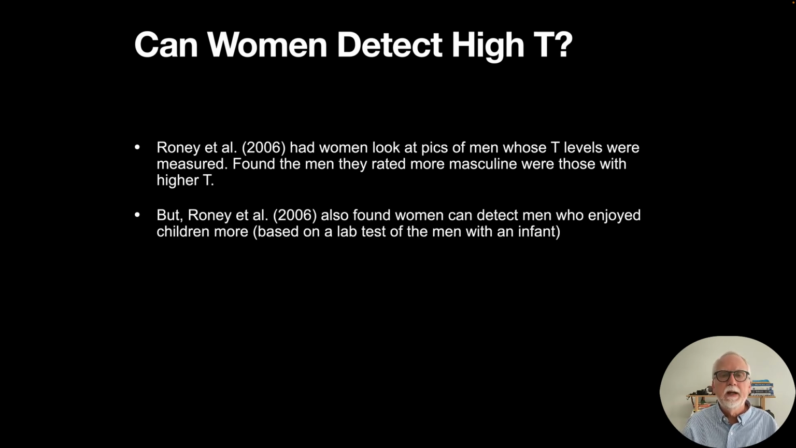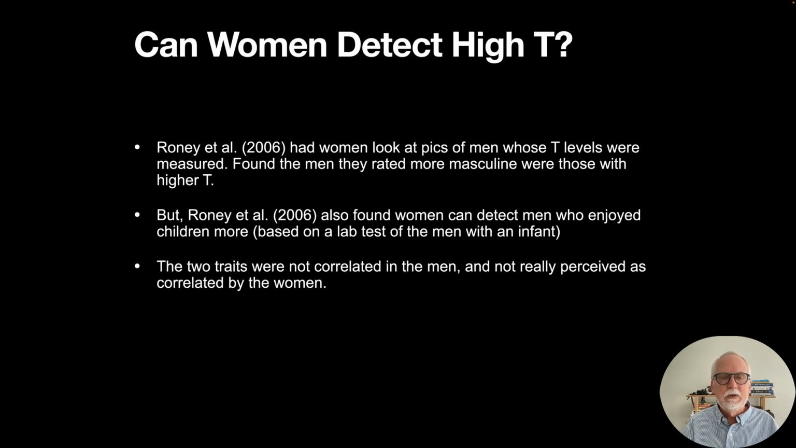But Roney et al. also found that the women could detect men who enjoyed children more. And the way they were able to measure this, they didn't have a hormone measure of how much the man enjoys children. They had actually tested all of these men in the lab with an infant to see how good they are with an infant, and then they had some observers score how the guy was with a baby. And they found that women could look at these men that they didn't know. Again, these are just pictures of the men, so the men are not shown with a child, but the experimenters have data about how that guy did with the infant in the lab test. And they found that women could actually figure out which men were the ones that enjoyed children more. There was something about their faces that allowed them to figure out that guy, he'd be good with kids. That one, no, not so good.